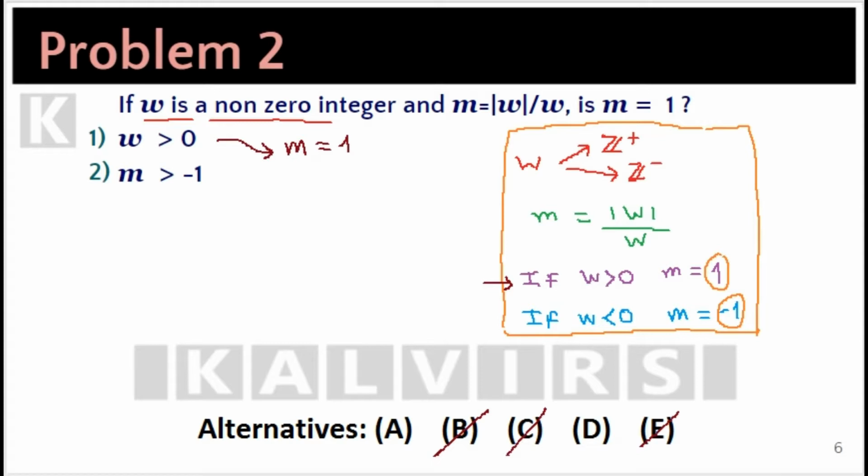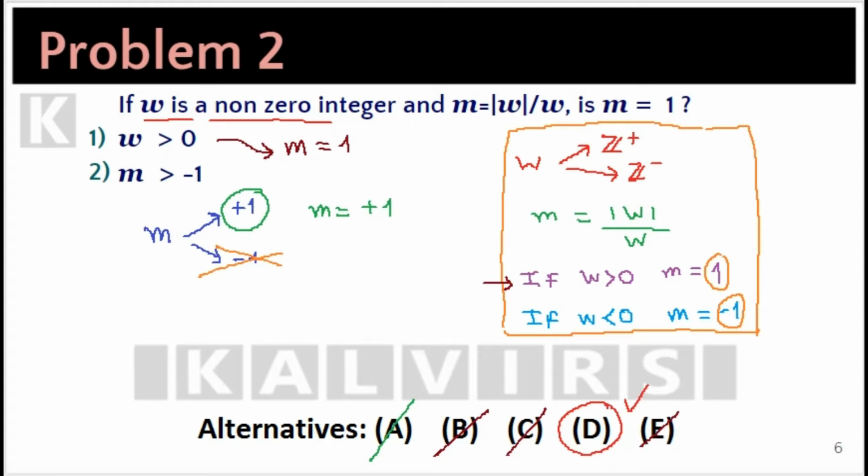From statement 2 alone, M is greater than -1. From the question stem, we knew that M might be either 1 or -1. But statement 2 says that M is greater than -1, so it can't be -1. The only option left is +1. Therefore, M must be +1. Finally, statement 2 alone is sufficient to answer the question. Therefore, choice A is eliminated.